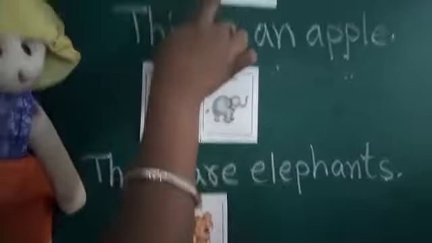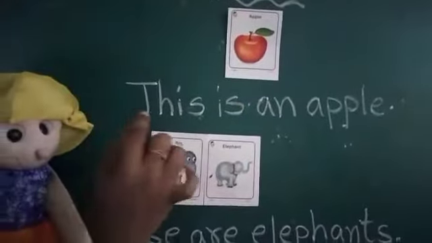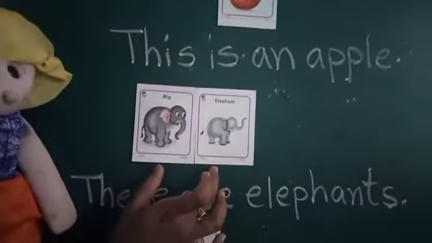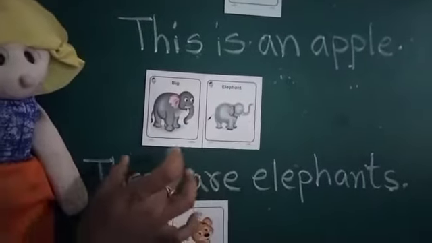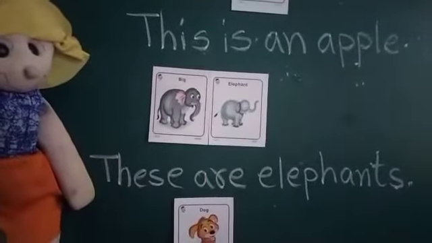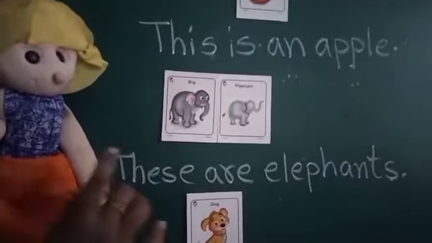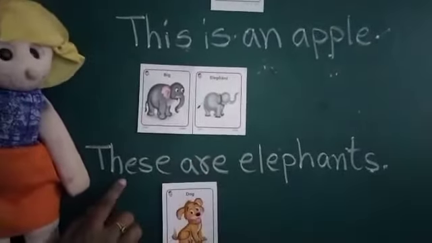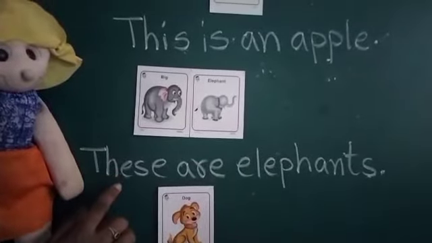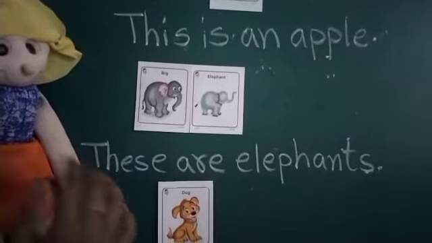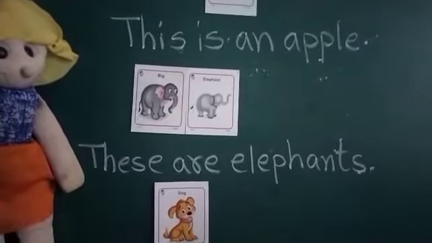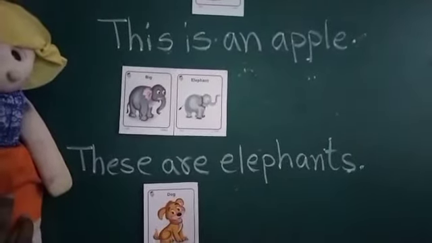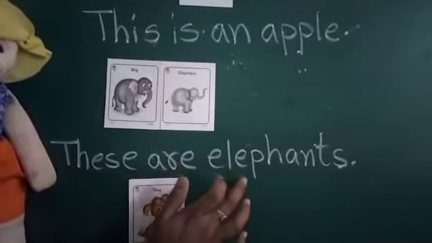When it is single and near to Dolly, she used "this". Now, more than one elephant is there and these are near to Dolly. So, what is Dolly telling? These are elephants. Okay, when will we use "these"? When it is more than one and near to us, we use "these". That's why Dolly is telling, "These are elephants."